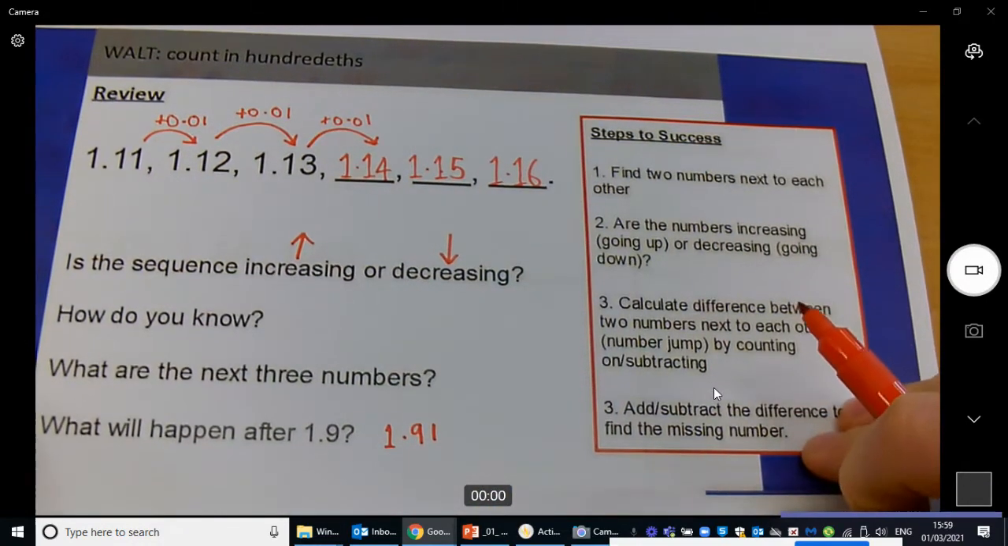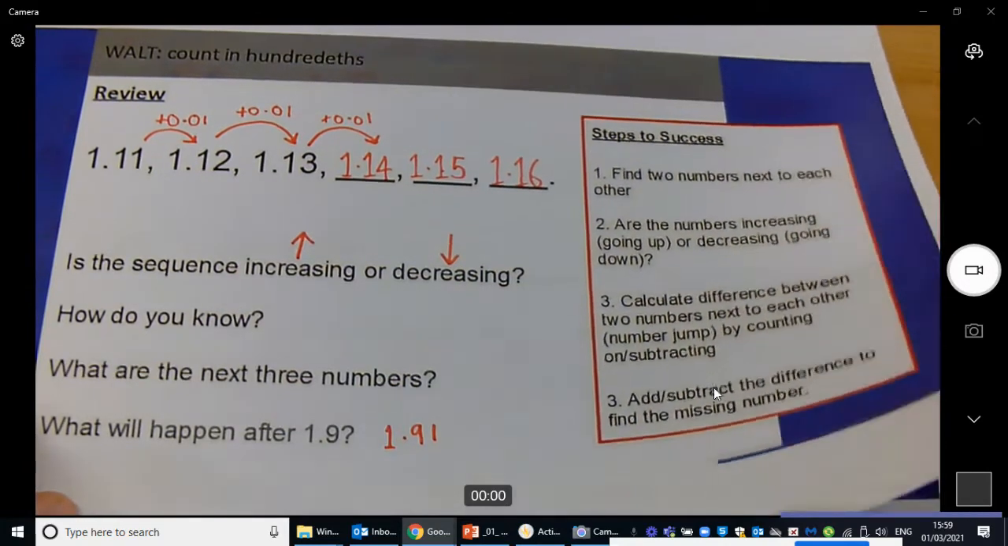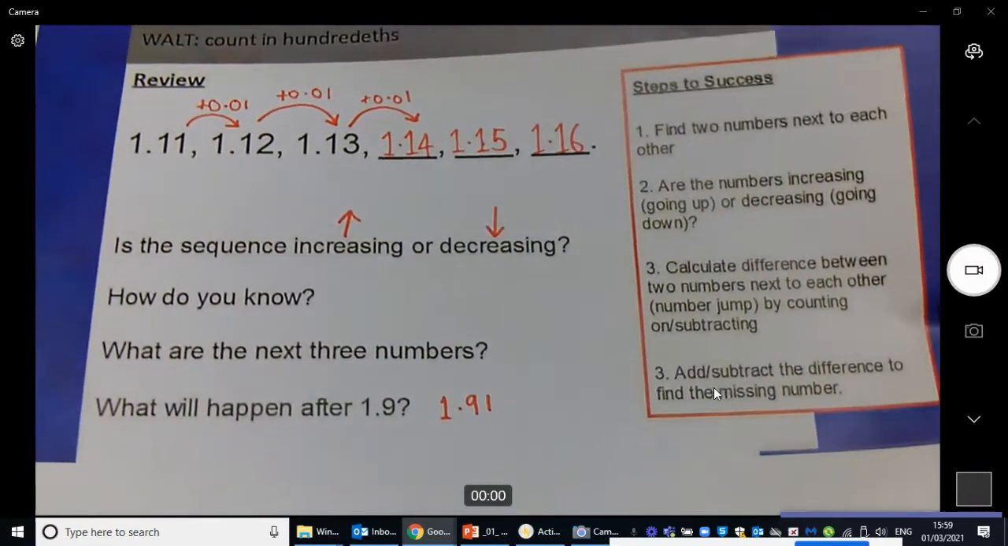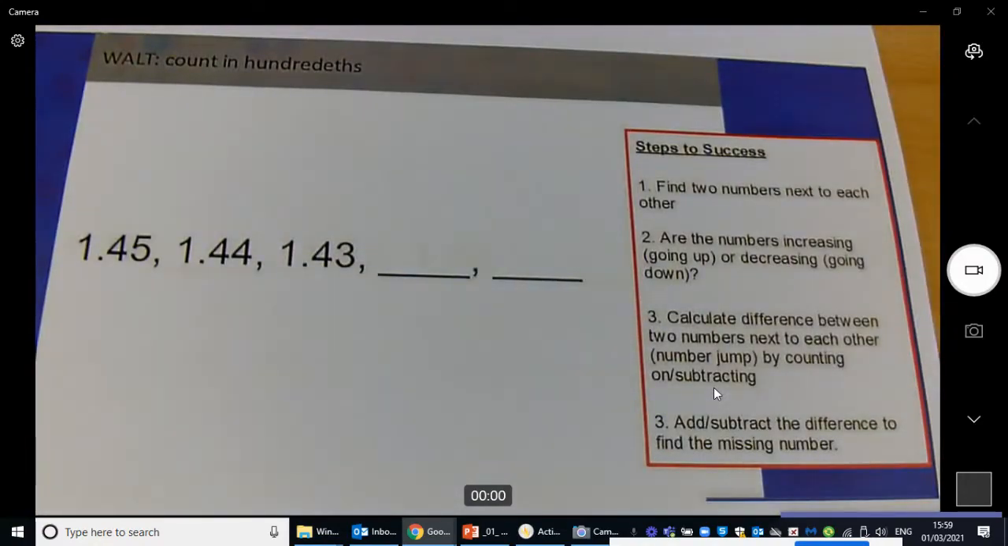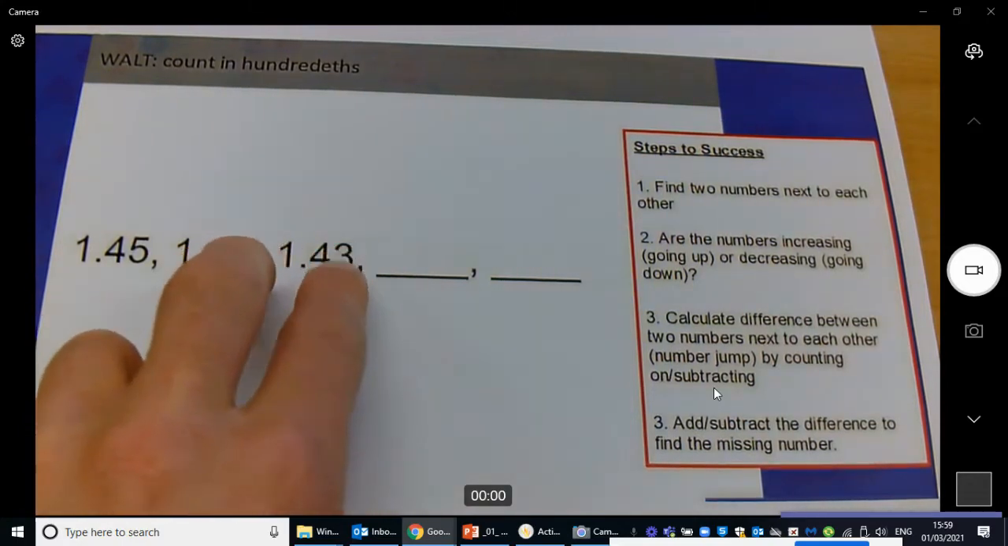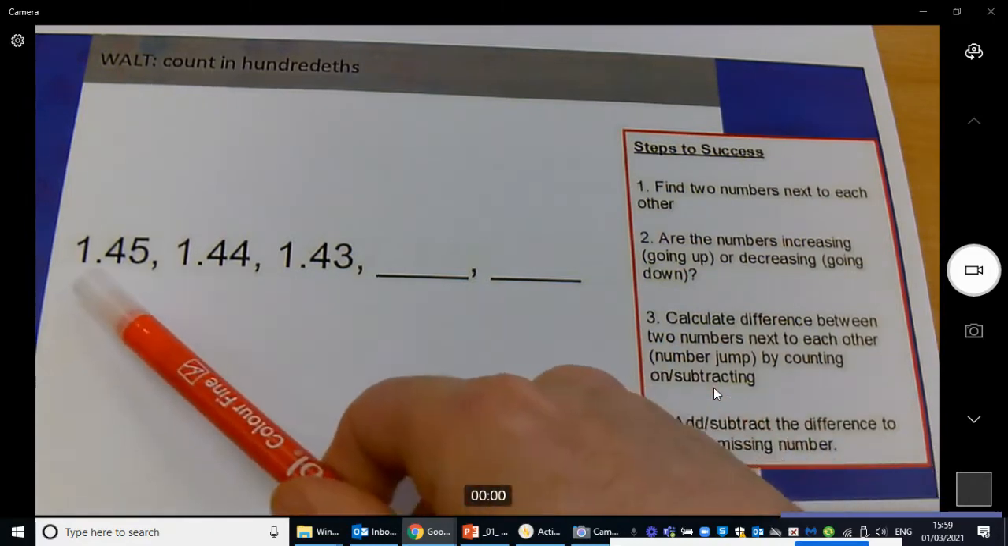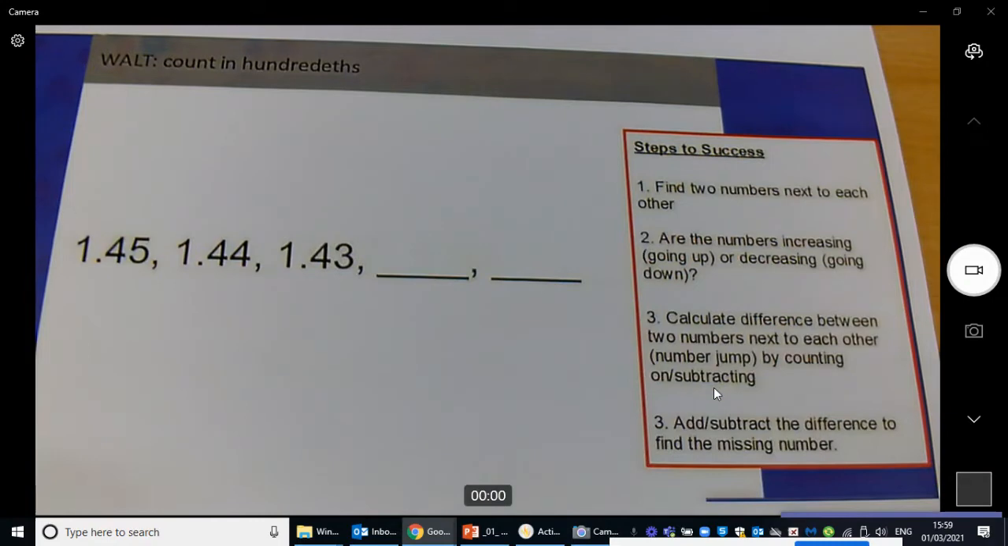So that's just a very simple example of what we're going to be doing today, and a bit of a review on sequences. And we're going to be looking at our steps to success in the next slide with this example here. So here we have another sequence. It's going 1.45, 1.44, 1.43. Now step 1 is find two numbers that are next to each other. So in this case, we have two different options. We can either look at these two numbers, which are next to each other, or these two numbers, which are next to each other. So I'll go nice and simple. I'll just go with the first two. So these two numbers next to each other.